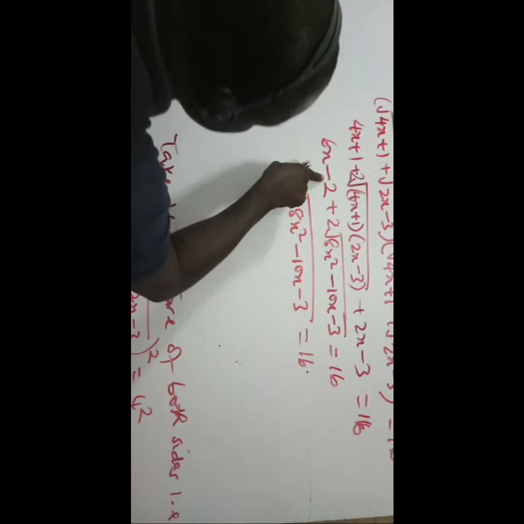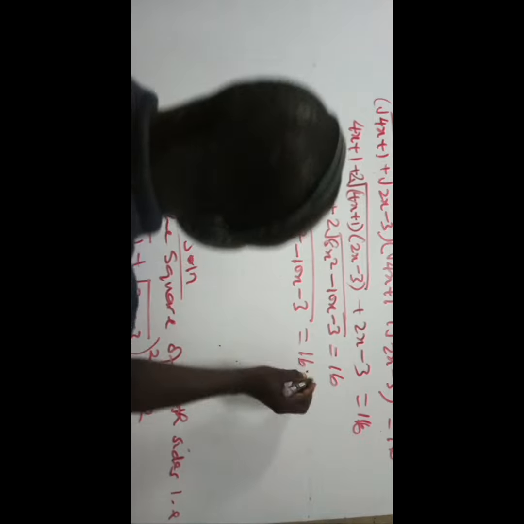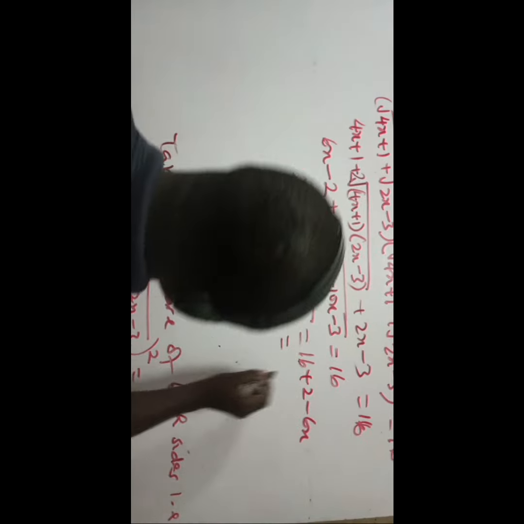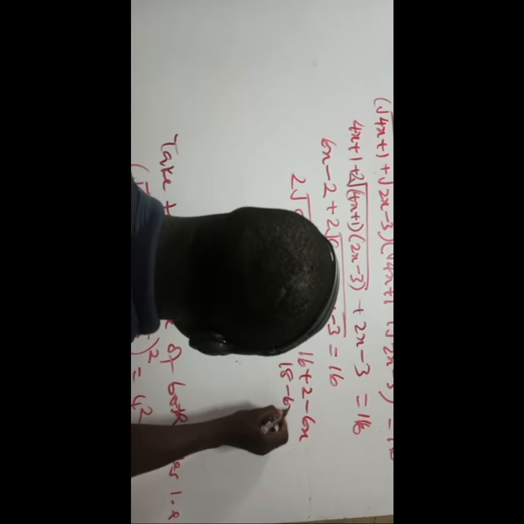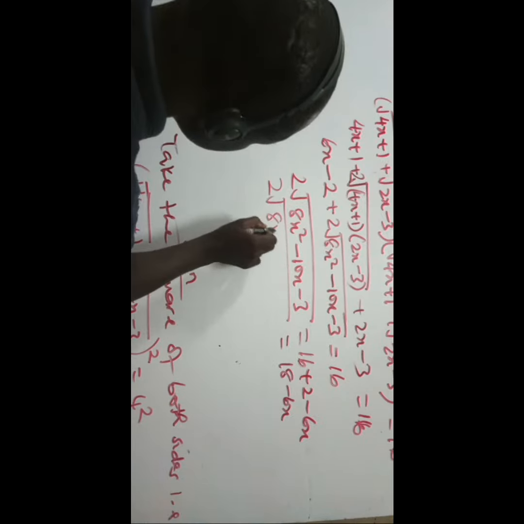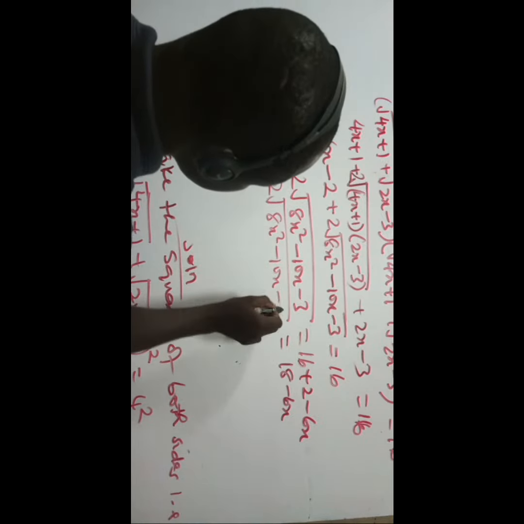Initially, we have minus 2 here. By the time this minus 2 crosses this equality sign, it changes to plus. So I have plus 2 minus 6x, and this is the same thing as 16 plus 2, which is 18 minus 6x. Then this is 2 square root of 8x squared minus 10x minus 3.